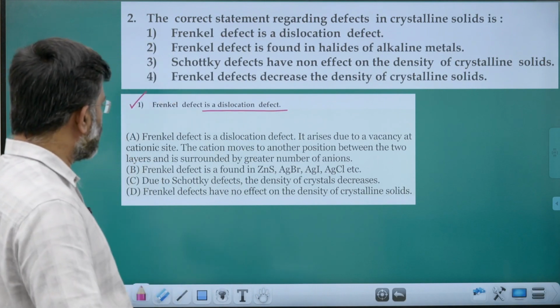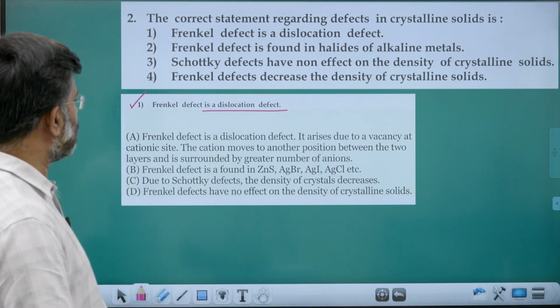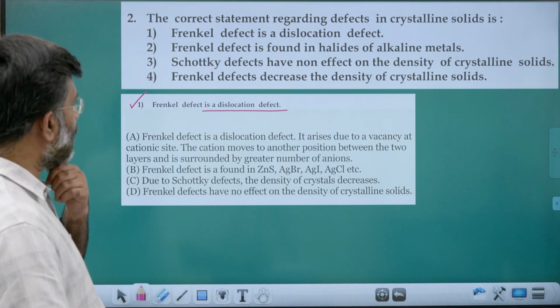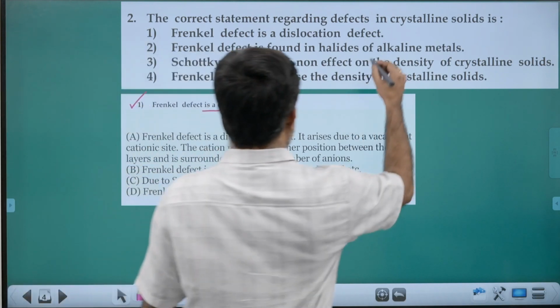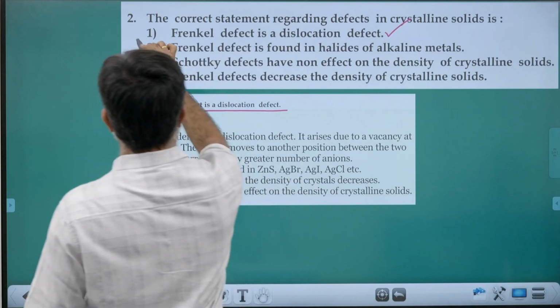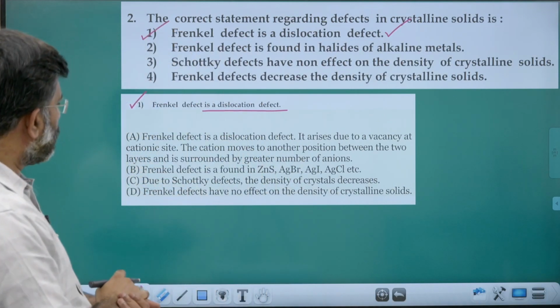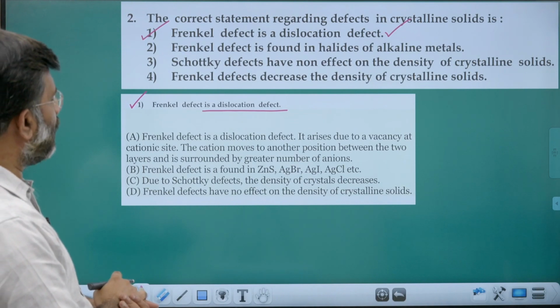That is the Frenkel defect. The first choice is the correct statement. Frenkel defect is a dislocation defect, and that is our answer. What is the point with the second choice? Frenkel defect is found in alkaline metals.